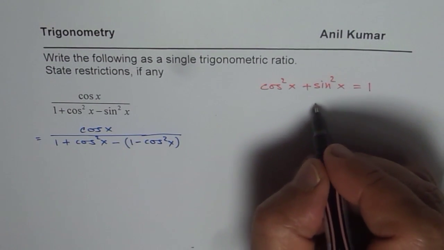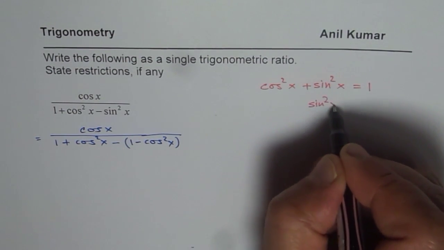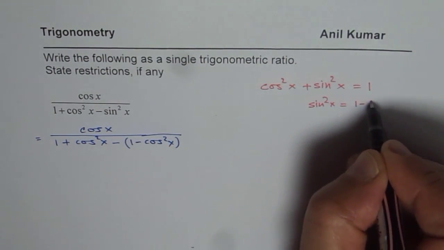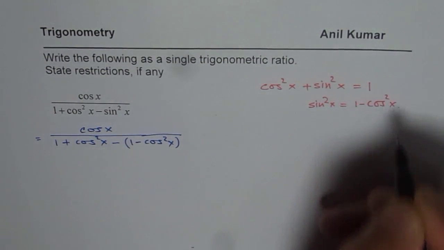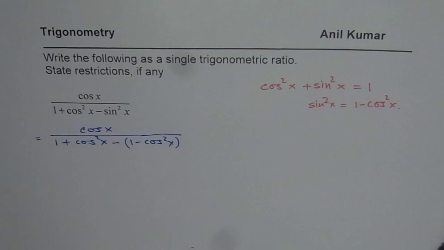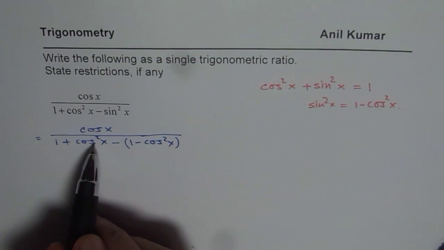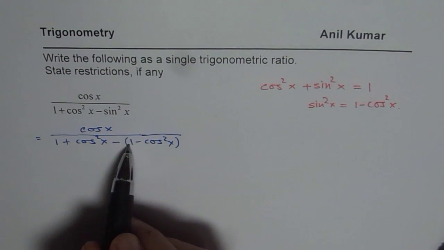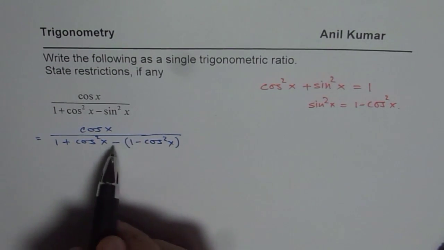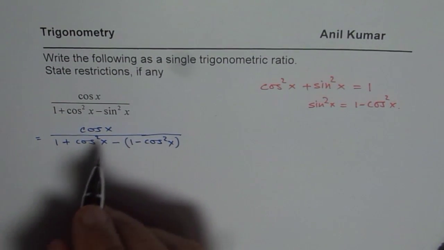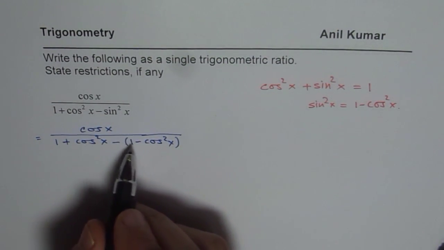So sin square x is written as 1 minus cos square x. So that's what we did at the first step. Now 1 plus cos square x minus 1 minus cos square x. So 1 minus 1 is 0. Cos square x, minus and minus becomes plus.